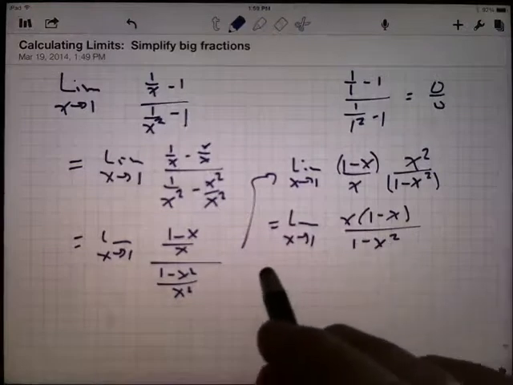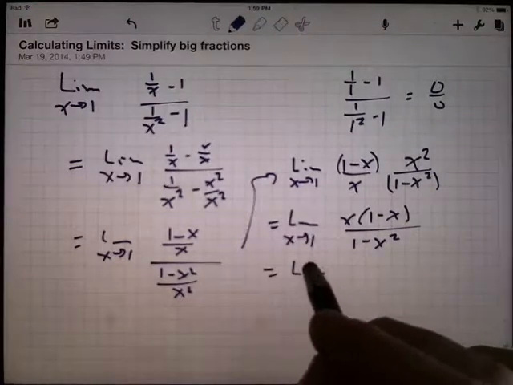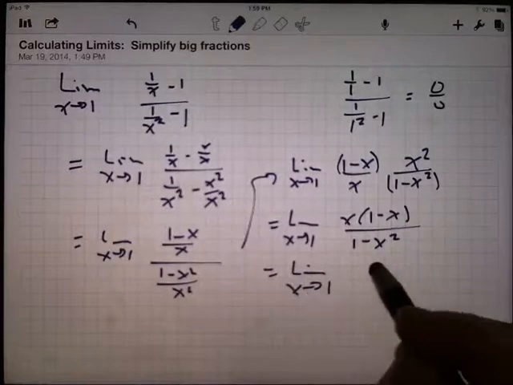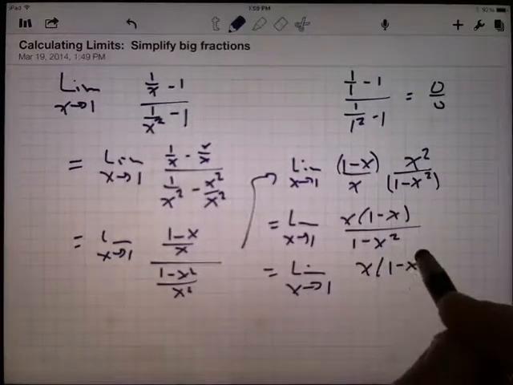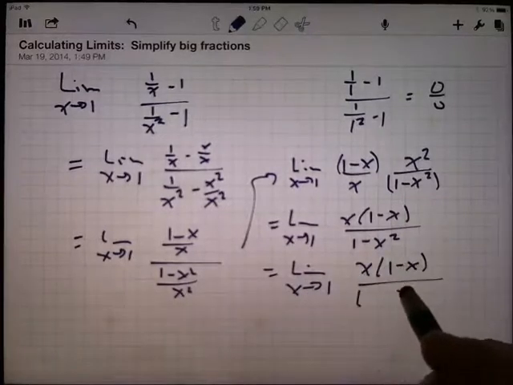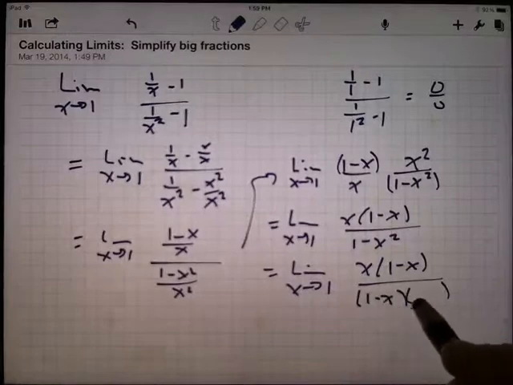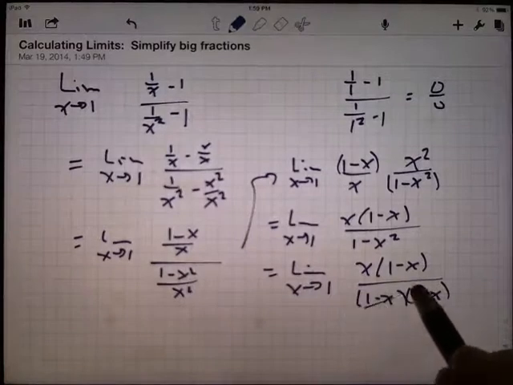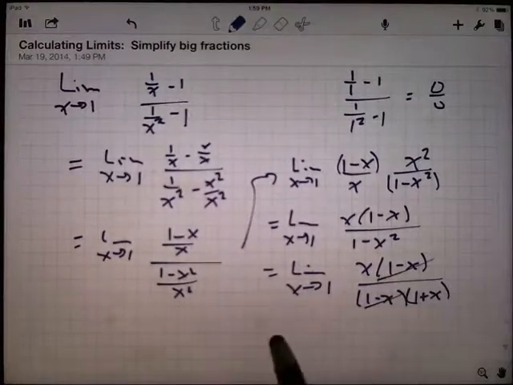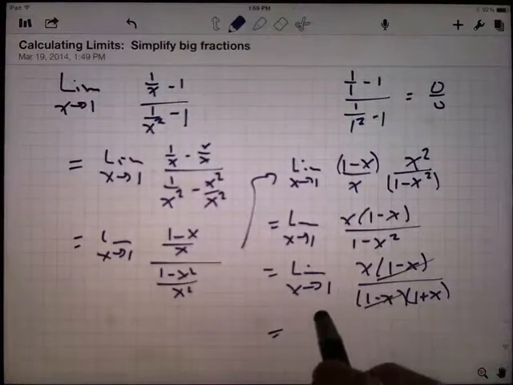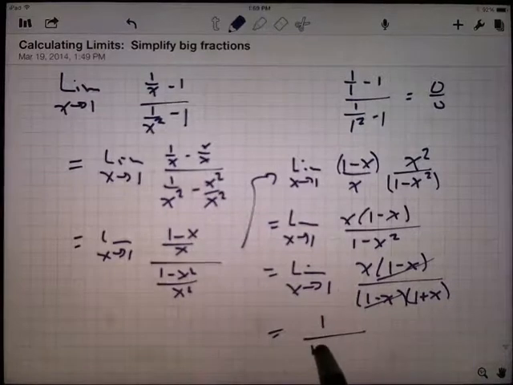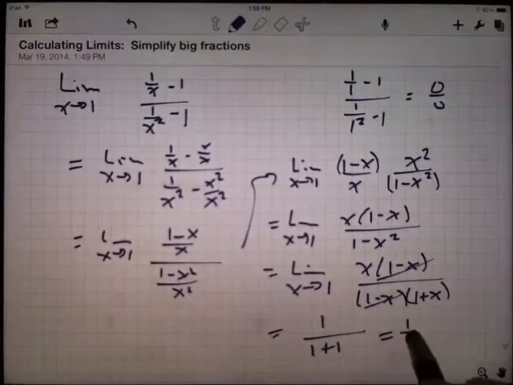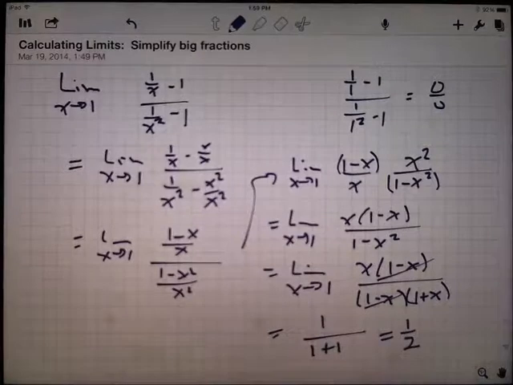So let's see if I can factor that thing now. I've got the limit as x goes to 1 of x times 1 minus x. And this does factor into 1 minus x times 1 plus x. And there, my 1 minus x's cancel out. That's my 0 divided by 0. Now I'm ready to try plugging the 1 back in. Plug a 1 in on the top, plug a 1 plus 1 in on the bottom, and the answer here is a half. All right, big fraction, simplified it.